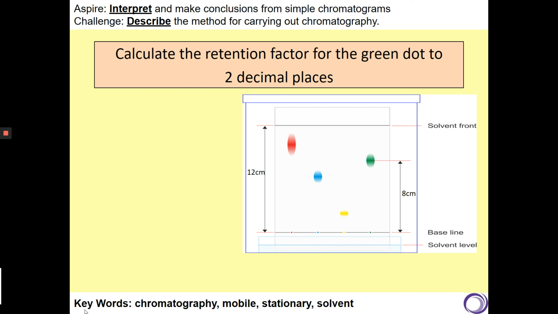Okay, you're going to have a go at doing one now. So I'd like you to calculate the retention factor for the green dot. All the measurements are on the diagram. And I'm going to give you 2 minutes to do this. Off you go.